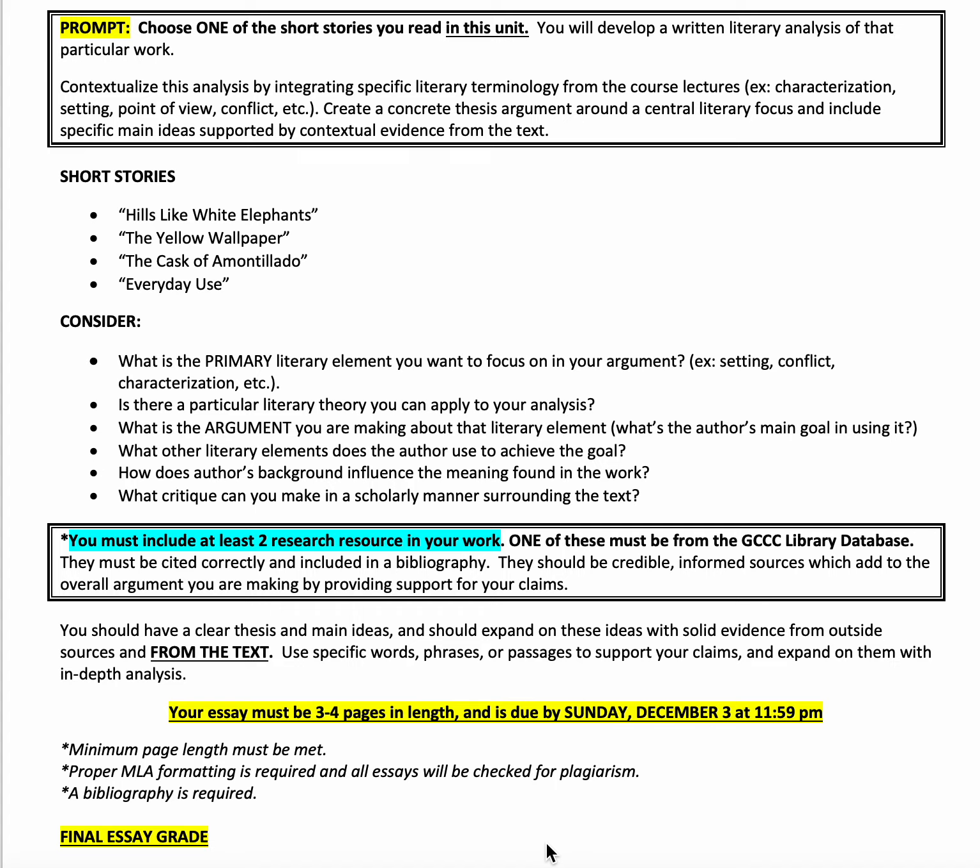Make sure you cite them. Make sure you include a bibliography. It should have at least three entries on it. One should be the short story, and then at least two should be the sources that you use.